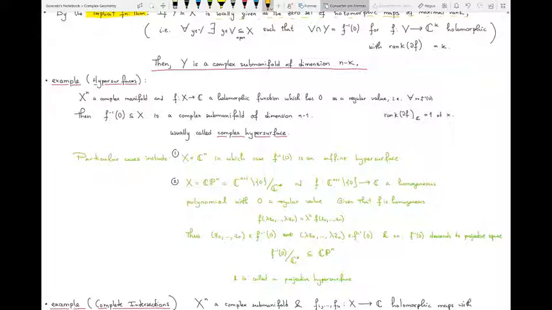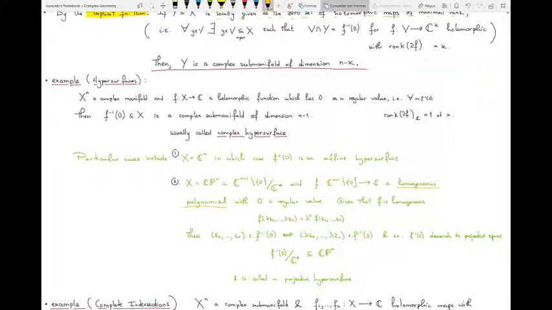So another example is the case of CP^n. And remember, CP^n is C^(n+1) minus 0 quotiented out by C star. Now, instead of looking for functions on CP^n, we are actually going to look for functions on C^(n+1) minus 0 whose zero set descends to CP^n. In order to do that, we are going to consider a homogeneous polynomial from C^(n+1) to C. And we are going to suppose that 0 is a regular value.